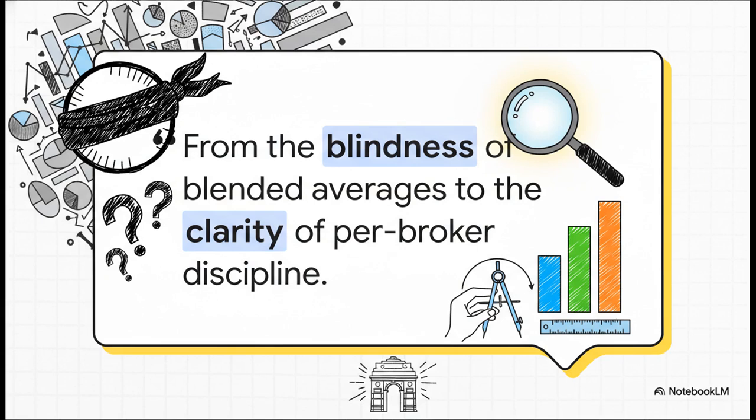So, when you boil it all down, the main point of this whole explainer is the journey this tool lets you take. It's about going from that dangerous blindness of blended averages to the empowered clarity of per-broker discipline. It lets you manage your portfolio with the kind of precision a professional would.